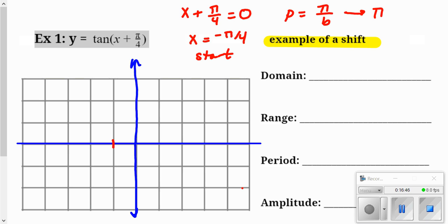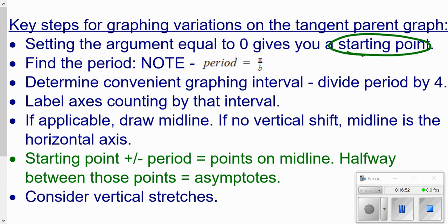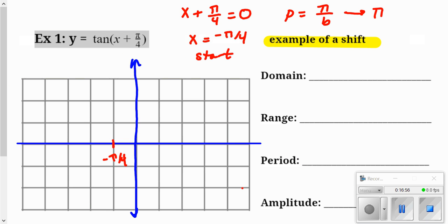My starting point, I'm going to make that be here, negative pi over 4. And it said that my convenient increment is going to be found by taking my period and dividing by 4. So if I take this period and divide by 4, that means I would be counting by pi over 4. So that's what I'm doing. I just kind of did that intuitively. So this box is pi over 4 wide. So this would be positive pi over 4. This would be 2 pi over 4 or pi over 2. This would be 3 pi over 4.